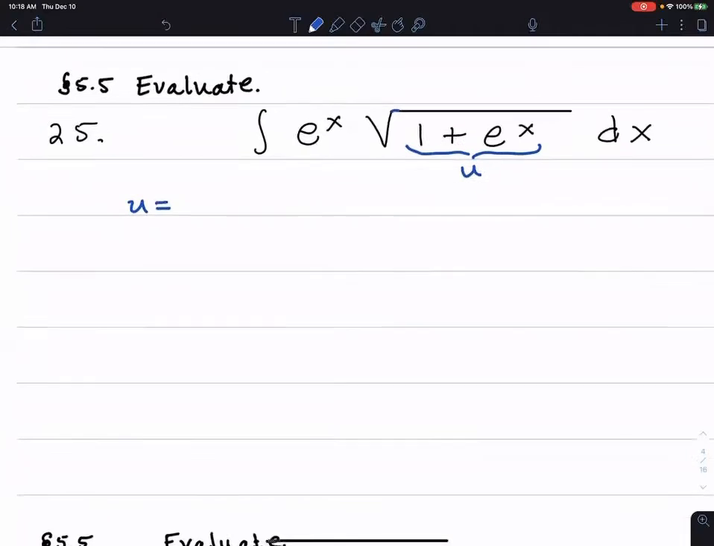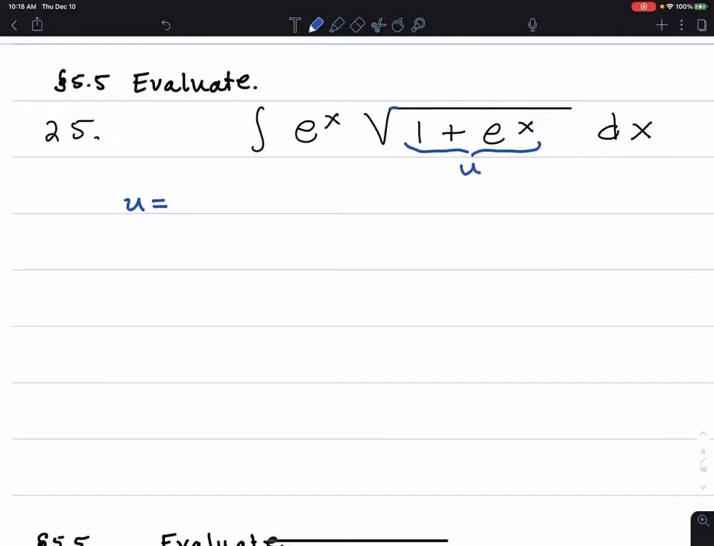And once you decide what u is, the next thing is, do I see the derivative of u multiplied somewhere around here? And I do. Let me write it down. U is 1 plus e to the x. So du is the derivative of 1, which is 0, plus the derivative of e to the x, which is e to the x dx. See, I see an e to the x there.